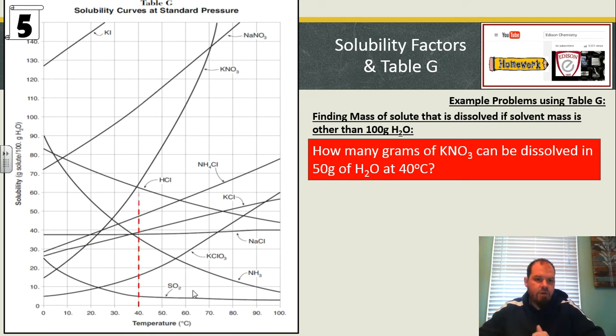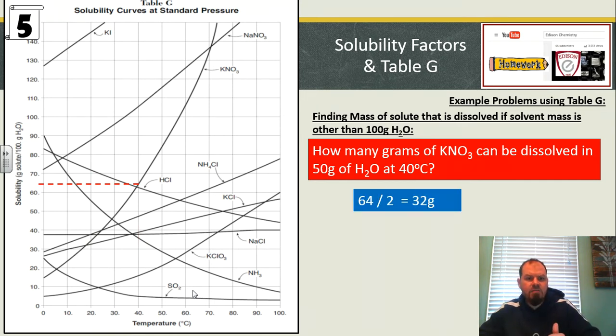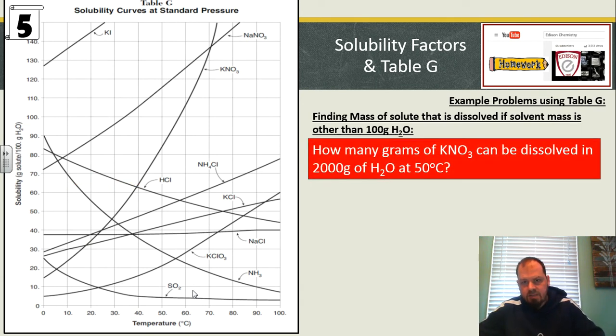Okay, so let's run it. 40 degrees, KNO3 is about 60, they had chose 64 grams. And I need to divide that by 2. I get 32 grams because if I have half the water, I should be able to dissolve half the stuff. This is the one that is going to be on the Regents exam, by the way. This is the game that they like to play at the state.